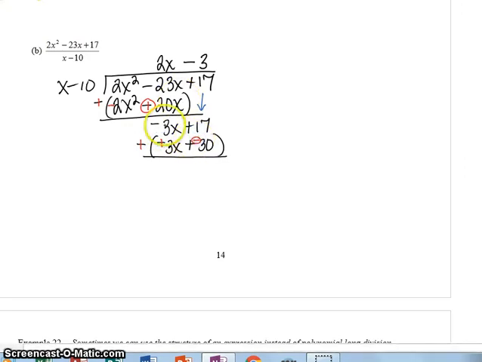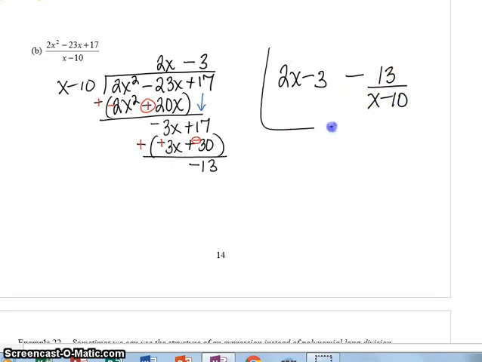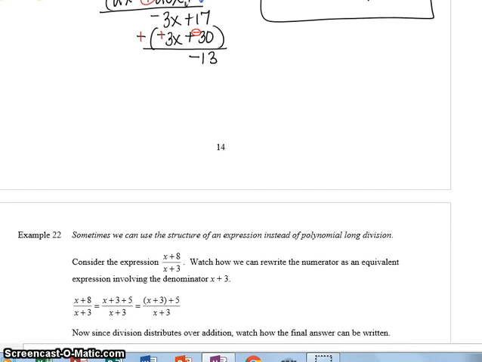All right, so negative 3x plus 3x cancel. But then you have 17 minus 30 would be negative 13. Okay, your Q of x, or your A, is your quotient, your answer. So 2x minus 3. This time it's minus because my remainder is negative 13, and it's out of the x minus 10 that we first divided everything by. Okay? All right, example 22.